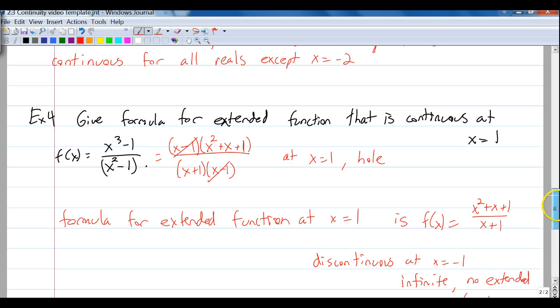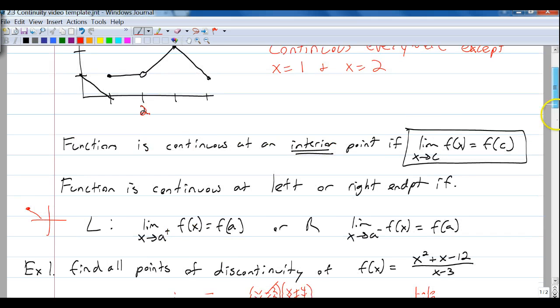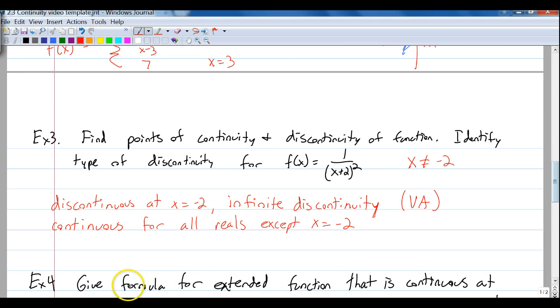So that is continuity. Alright, that's all.